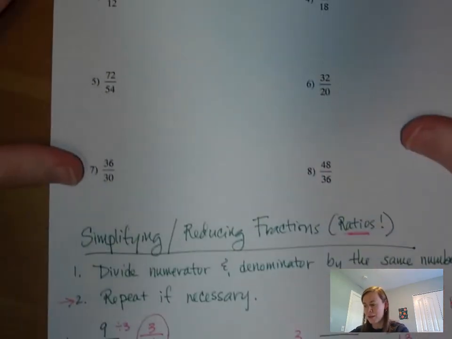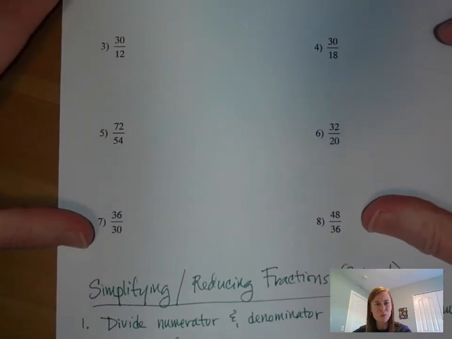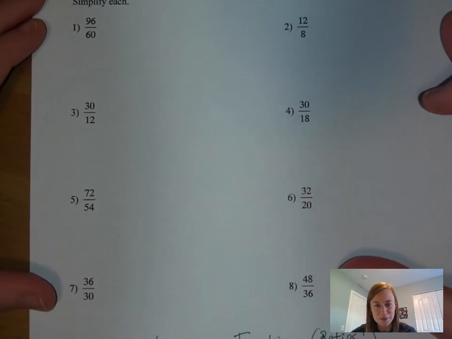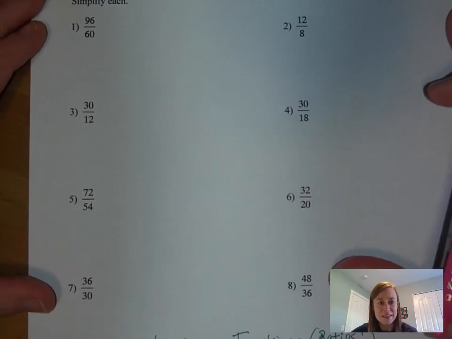Again, this is your assignment up here, just these 8 problems. Take them one step at a time. It's okay if you have to divide 3 different times to get them simplified. All that matters is that you get the answer in the end.